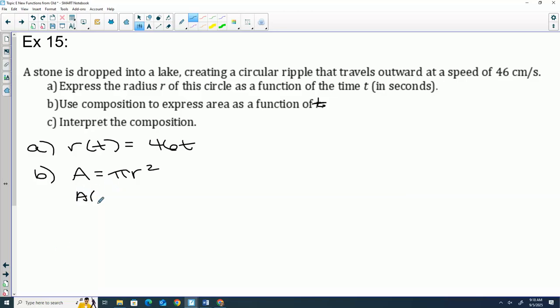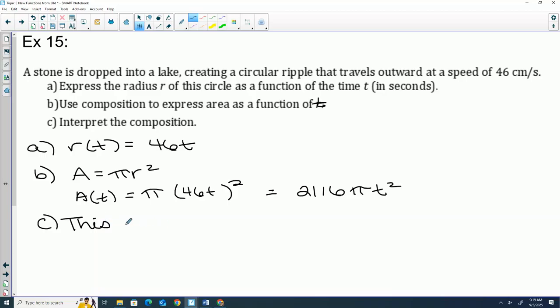So if I put that in terms of time, I'm going to replace my R with 46t. I don't know this one off the top of my head. What's 46 squared? 2,116. So if you chose to square it out, you get that. So what does it mean? It is the radius of the circular ripple at any given point in time. The area.